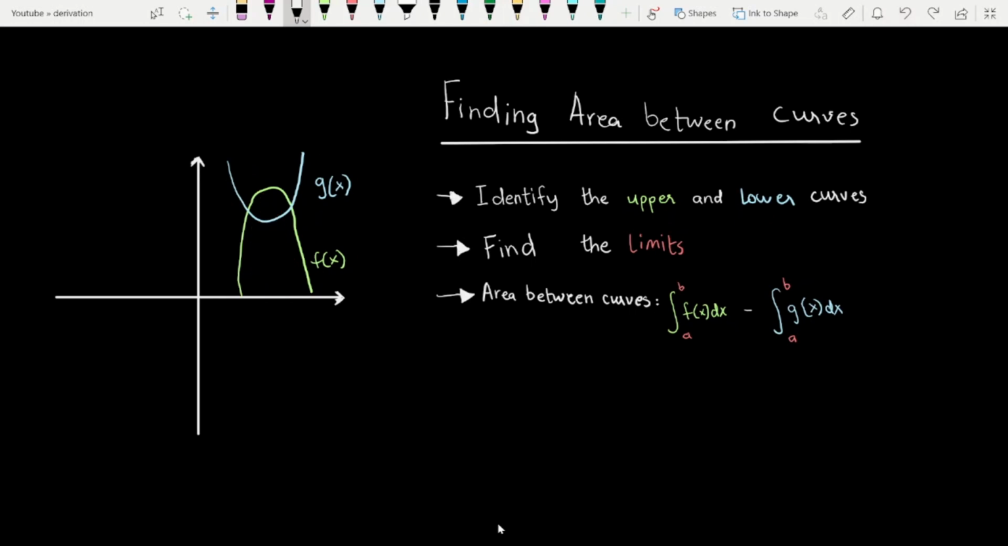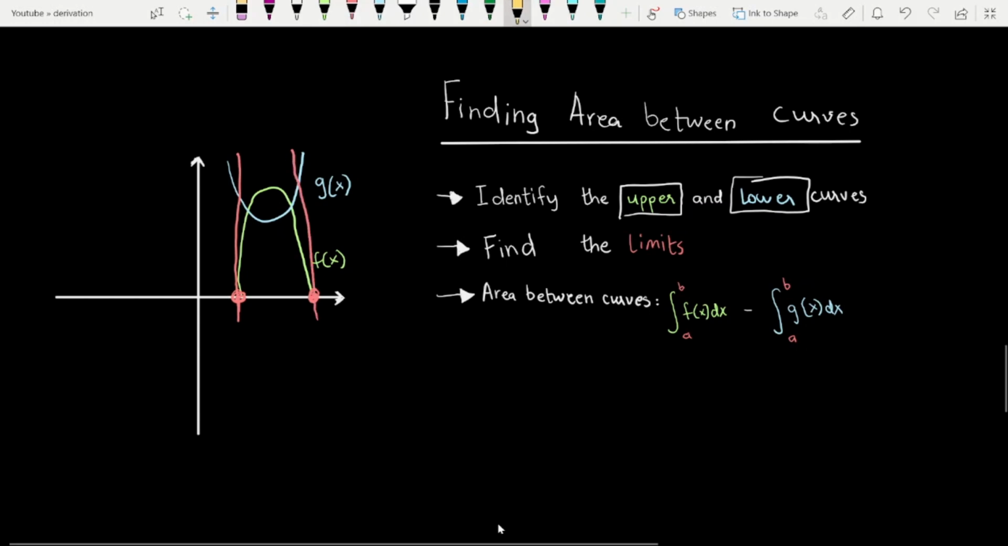Well, all you got to do is, after you've identified the upper and the lower curves, you got to find the right limits. So what are the right limits? Well, let's say I take these 2 points as my limits. Now you can extend these points as lines. And you could see, if I find the area of the upper curve between these 2 points, my upper curve is going to look something like this, and then my lower curve is going to be something like this, and these sides as well.